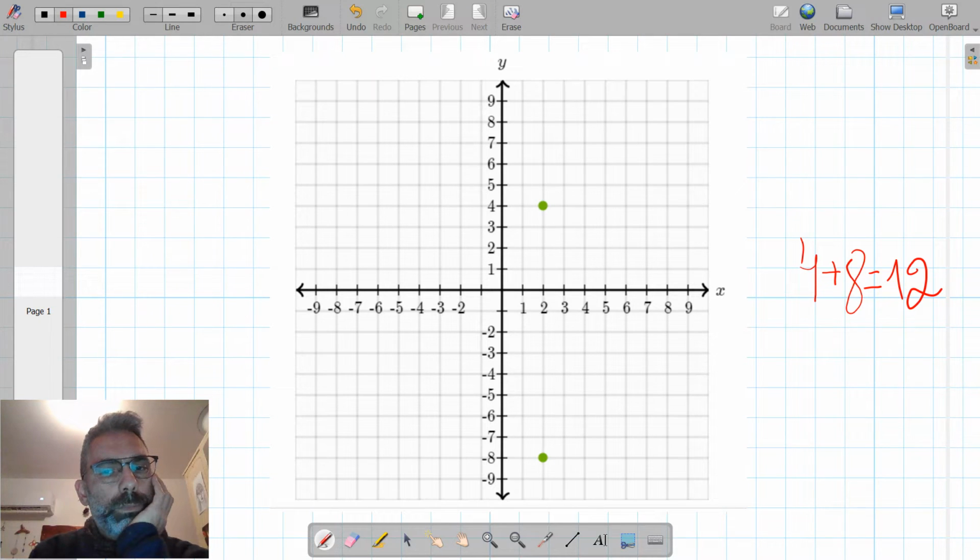And this means that 4 minus negative 8 equals 12.